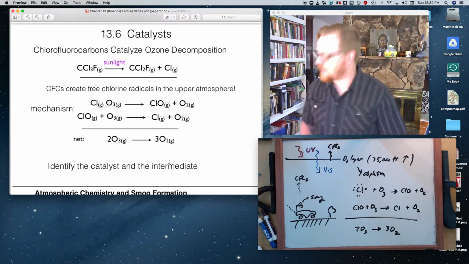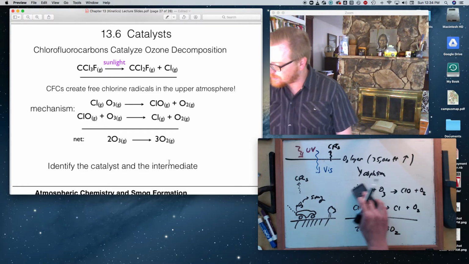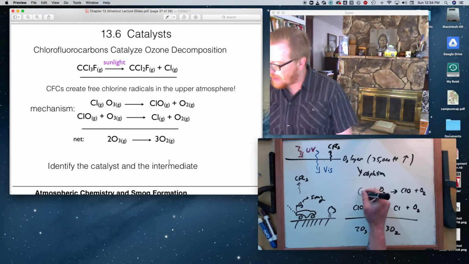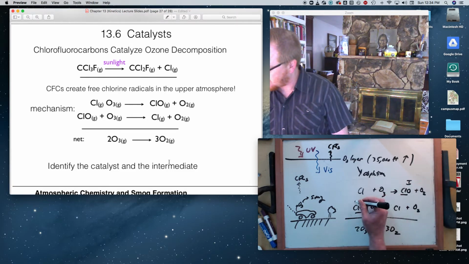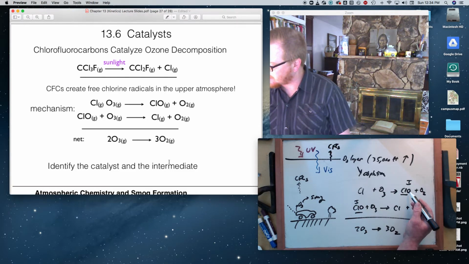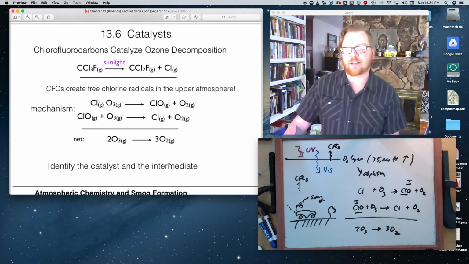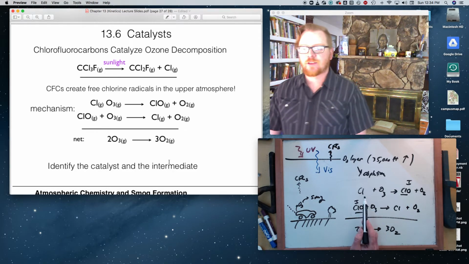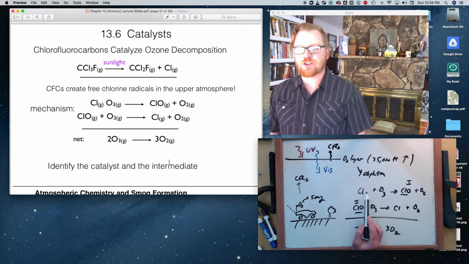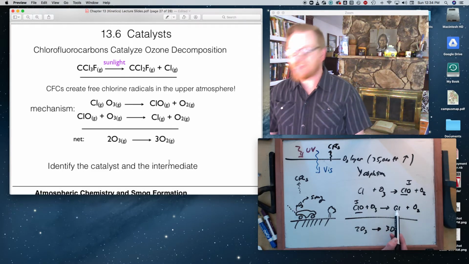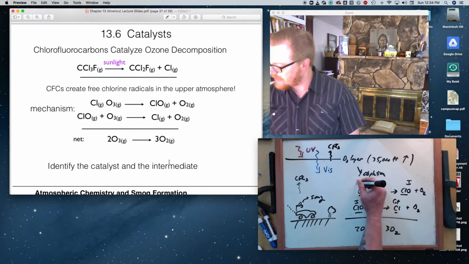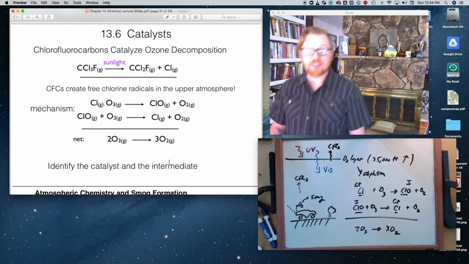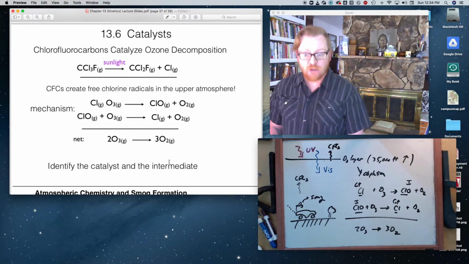And if you notice here, we've got two things going on. We've got the hypochlorite intermediate, okay, because it appears as a product and then disappears as a reactant. But then look, the chlorine gets consumed in this reaction, but then regenerated in this reaction. So that makes it a catalyst because it's getting regenerated.